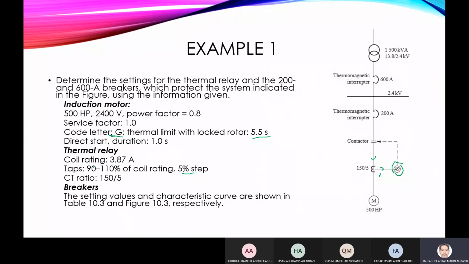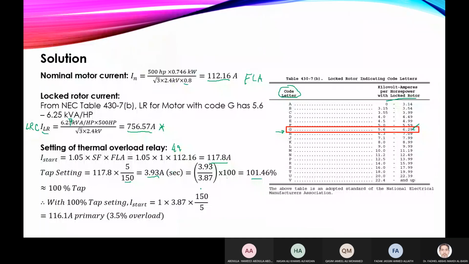I can put it at 100%, not 90, not 95, 100%. Tab. So now at 100% tab, the pickup value for the thermal overload is 3.8 times 100%. 100% times 3.8 is the rated current of the thermal relay, times 150 gives me the current at the second primary side. So when the current reaches 116, the thermal relay will start to operate.